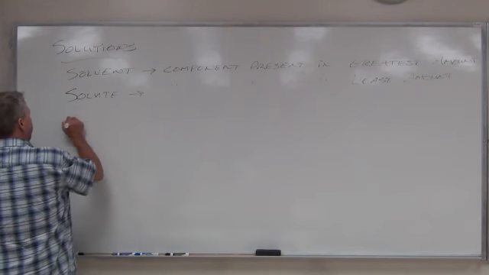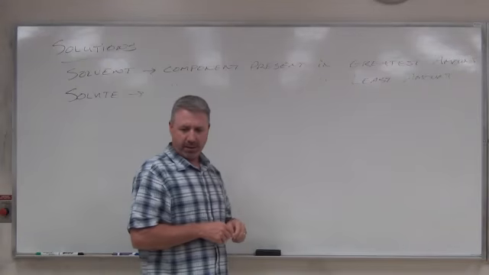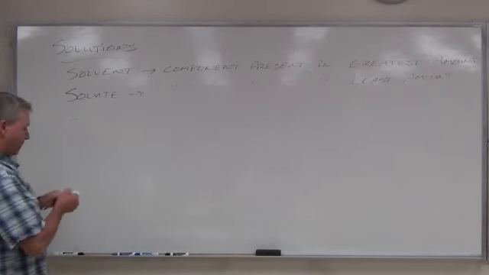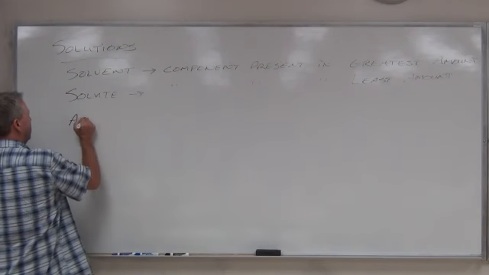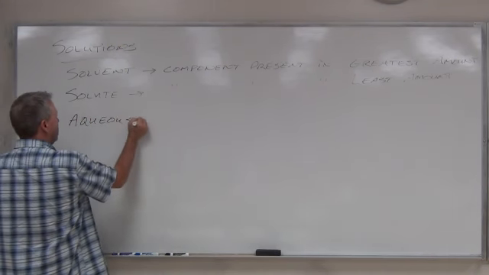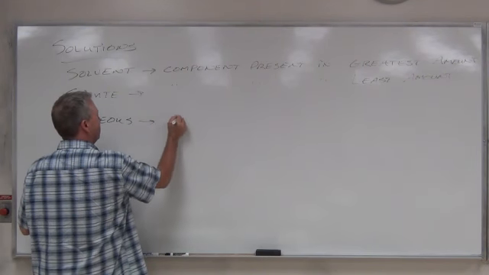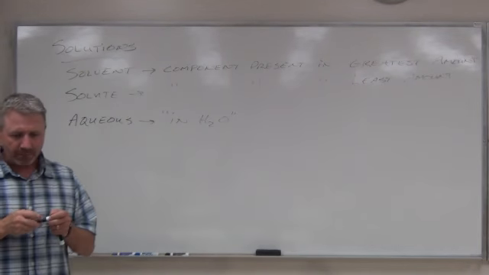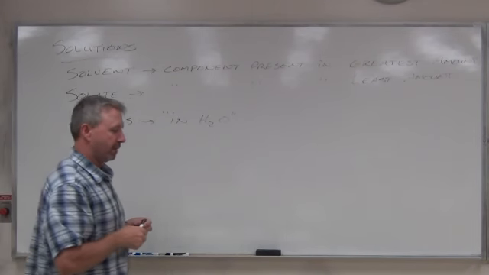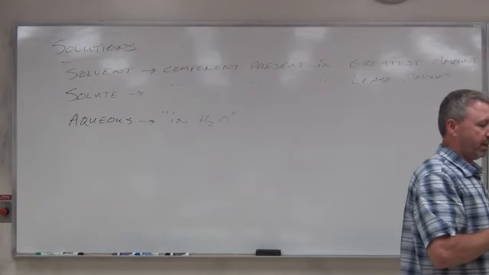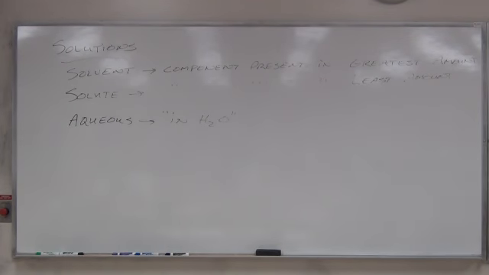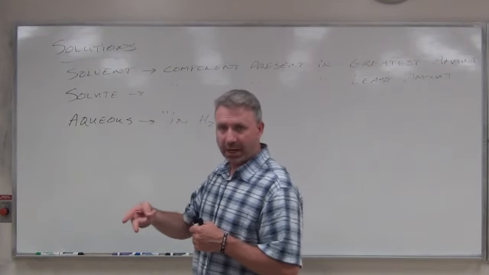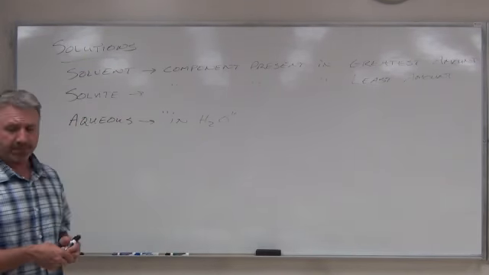Aqueous, we already know what that is, right? We saw that in the last unit. Aqueous means in water. Dissolved in water. We saw this in particular with our precipitation reactions, where we did our balanced formula equation, our total ionic equation, and then our net ionic equation. That's what we saw.